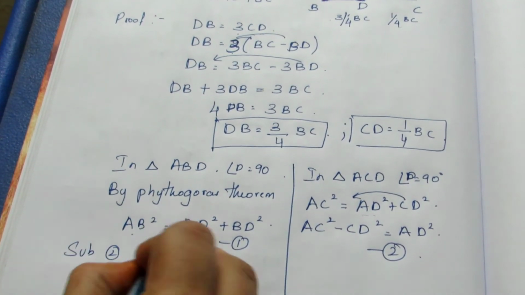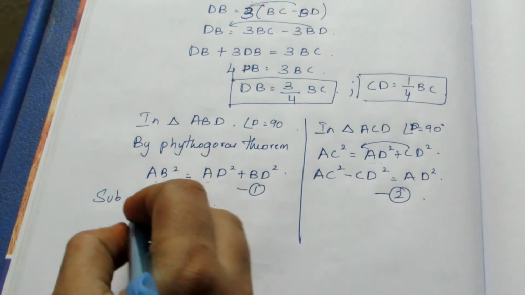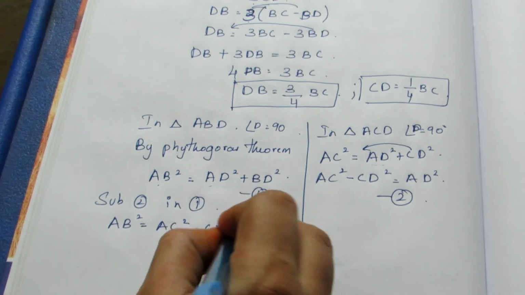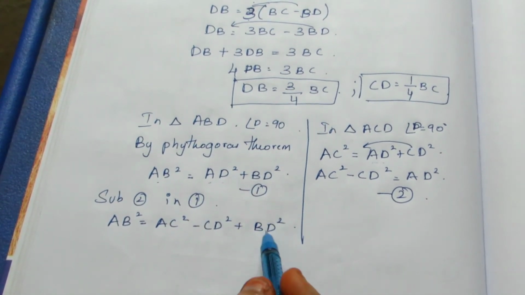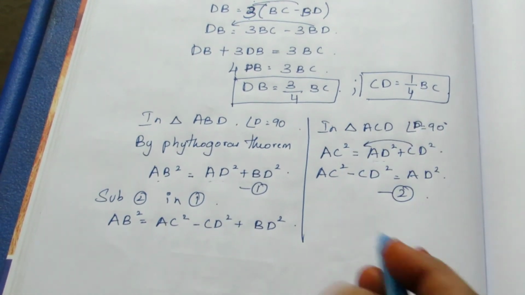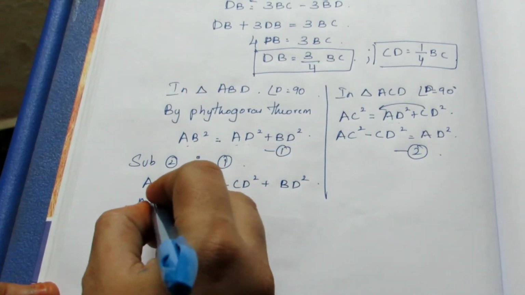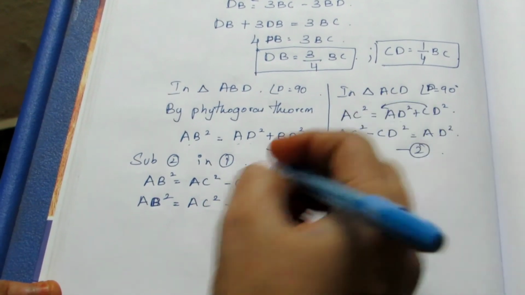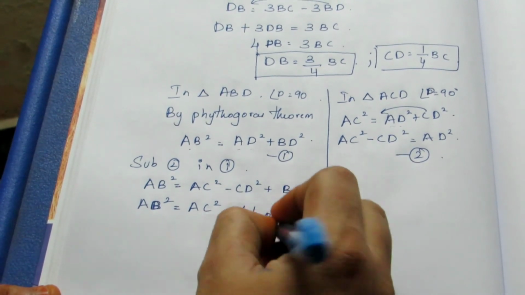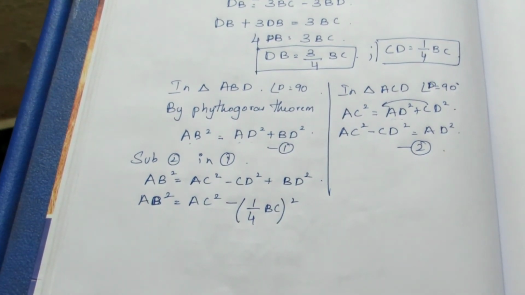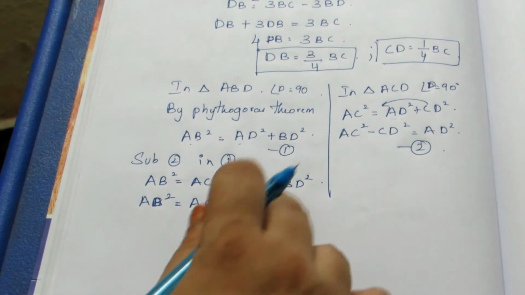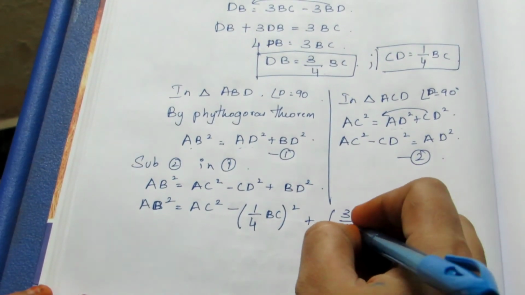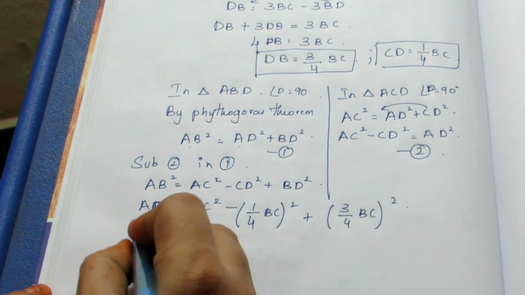Substitute 2 in 1. If I substitute this here, it becomes AB square equal to, instead of AD square, AC square minus CD square plus BD square. We know the value of BD, we know the value of CD, substitute the values here. AB square is equal to AC square minus, instead of CD we know it is 1 by 4 BC. The square should be common for all the things. It is not 1 by 4 BC square. It is 1 by 4 BC the whole square, plus instead of BD we can substitute 3 by 4 BC the whole square. Now solve this.